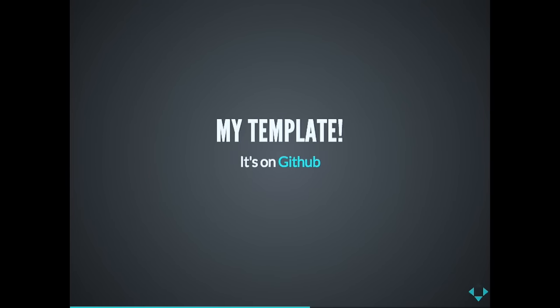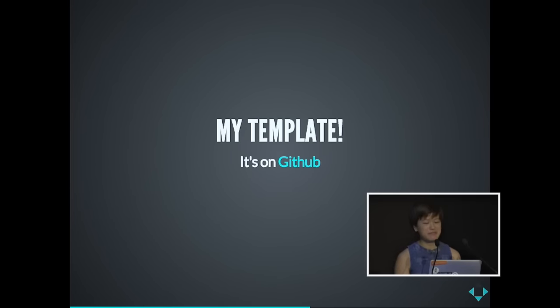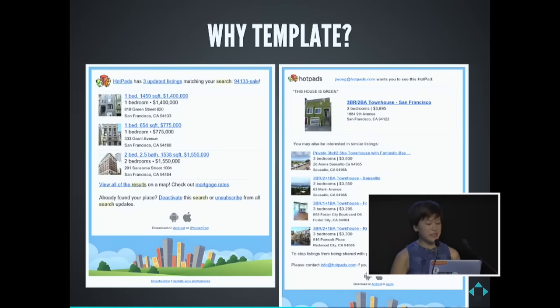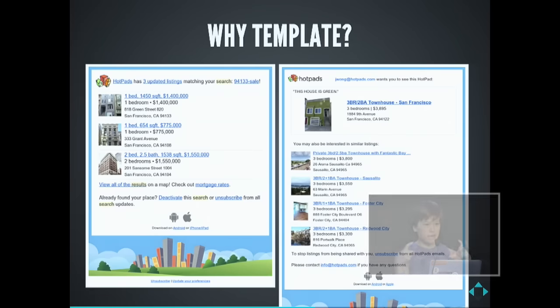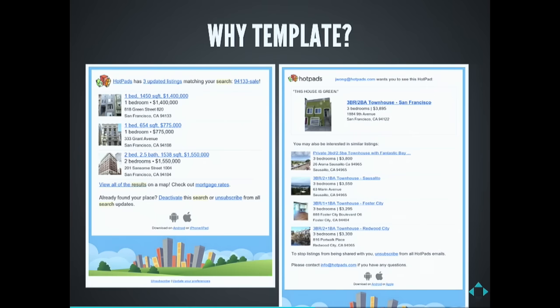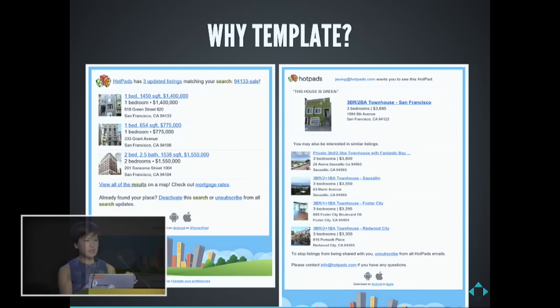And I created a template. You can check it out on GitHub. Why should you template? Well, it's really great to not have to repeat yourself. So here you see two different emails, but all of those little micro listings, you'll see they overlap between both. And so those are just little pieces of abstracted code that I don't have to keep writing over and over again. So it's really helpful to have a template.